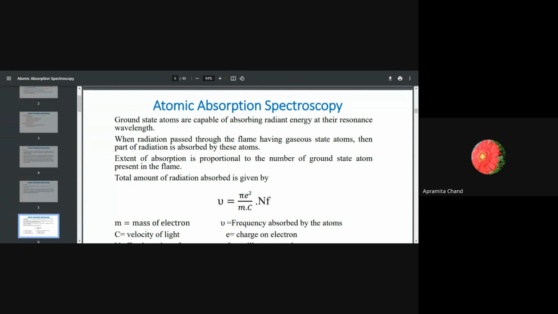The extent of absorption is proportional to the number of ground state atoms present within the flame. So you are aspirating the solution into the flame. Some atoms get excited while a large number remain in their ground state. These ground state atoms are capable of absorbing the radiant energy at their resonant wavelength, so when radiation is passed through the flame, the atoms absorb part of the radiation in proportion to the number of ground state atoms.